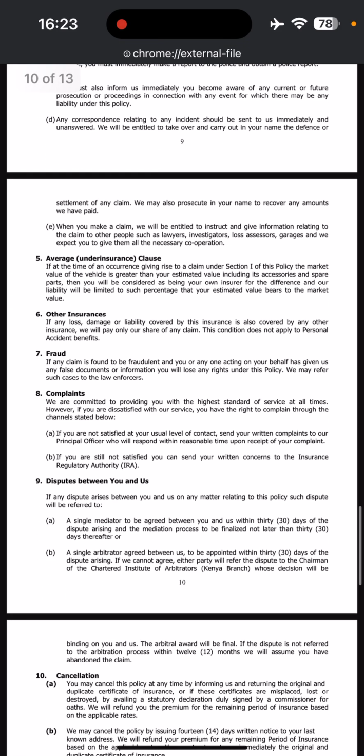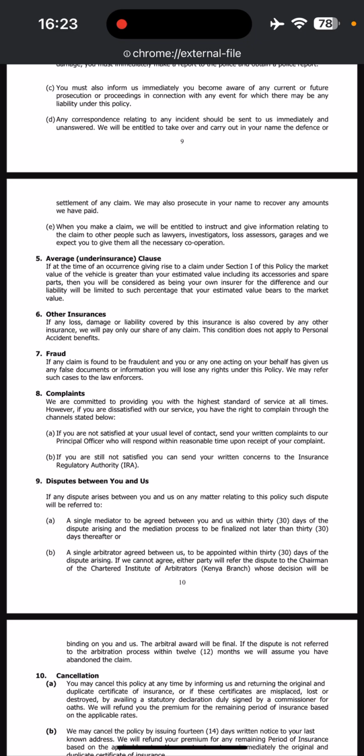So there's also the average clause. I've done a video about this on my YouTube and also on my Twitter. You can just search average clause or just search using those keywords and you're going to get a video on that. So it simply means that do not underinsure your car. If you underinsure your car, average is going to apply in case of an accident. So I'll repost that video again of average and I'll share it again on my YouTube channel.